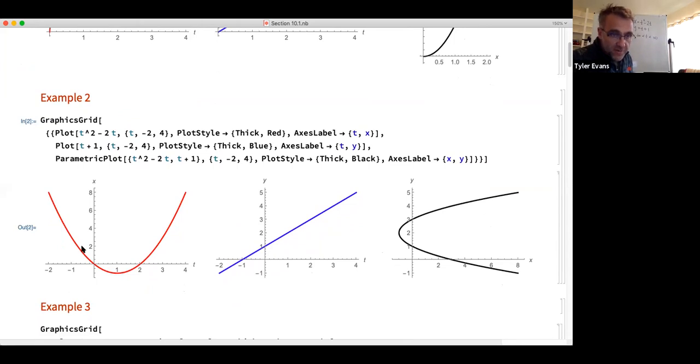So that's a graph of t squared minus 2t. Looks reasonable, a parabola with intercepts at 0 and 2. Here's the graph for the y equation. It's y equals t plus 1. It's a line. And over here, I've drawn the parametric curve.